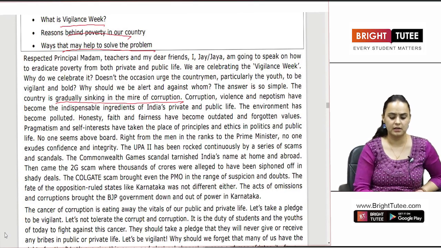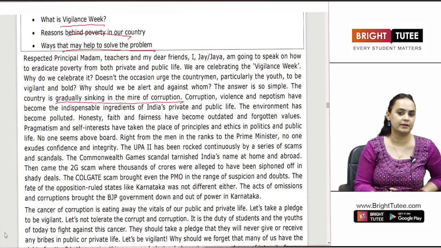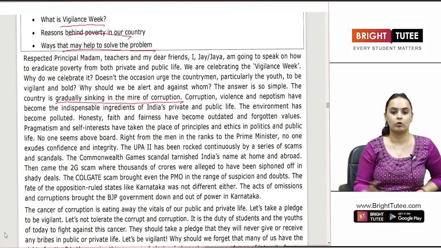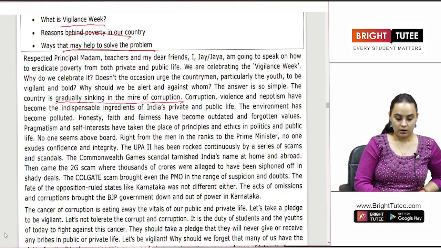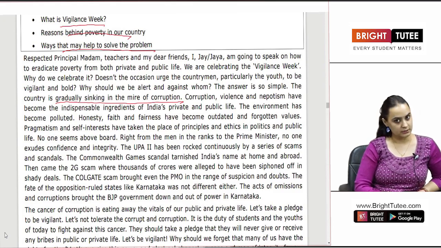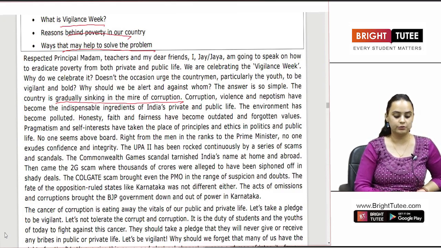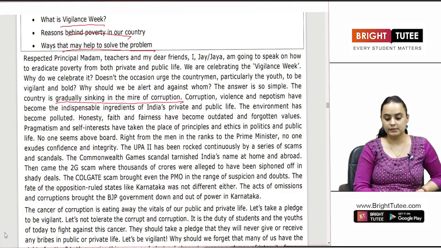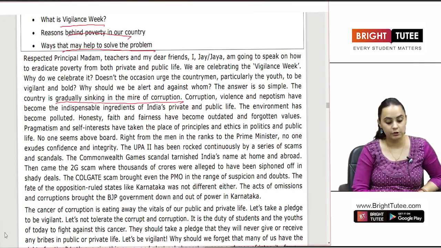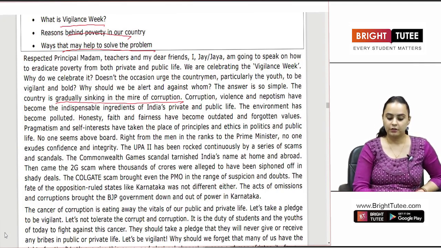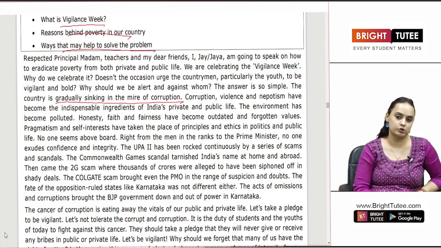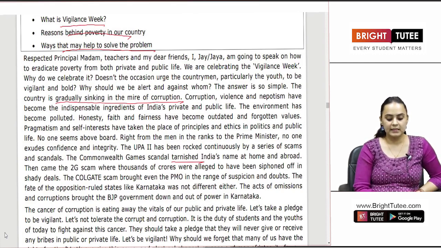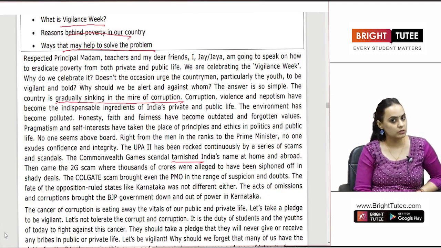No one seems above board. So, there is no one who is better. There is no one who is not at all corrupt. Right from the men in the ranks to the Prime Minister, no one exudes confidence and integrity. The UPA too has been rocked continuously by a series of scams and scandals. The Commonwealth Games scandal tarnished India's name. It brought a bad name to India. Then came the 2G scam that brought even the Prime Minister in the range of suspicion and doubts.